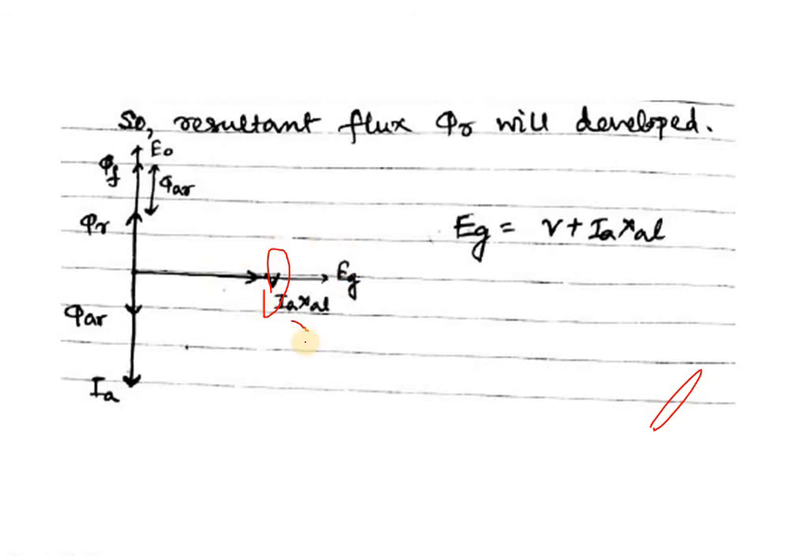Therefore, V is practically equal to the numerical difference between EG and IAXAA. That means we can write V equals EG minus IAXAA.